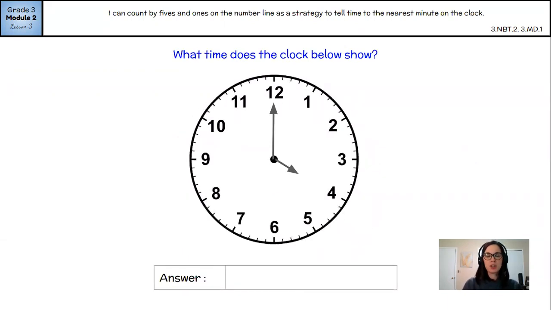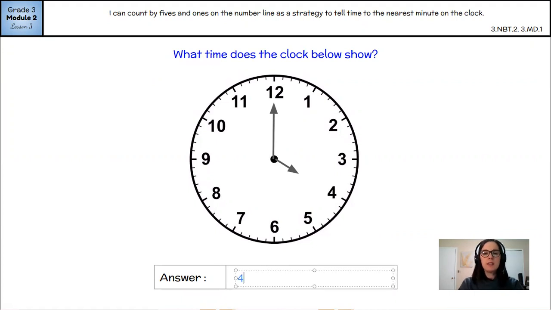What time does the clock show? Okay, so if I take a look at where the hour hand is, it is pointing directly at the 4, and my minute hand is on o'clock. So this is a pretty easy one. This one is 4 o'clock.